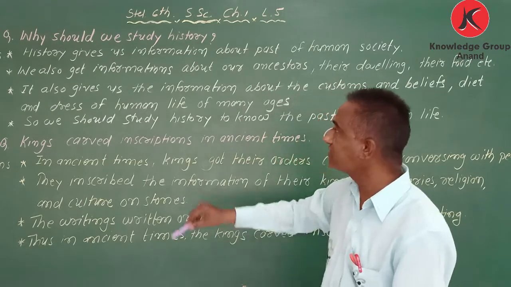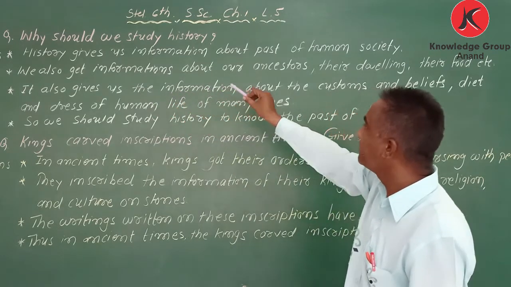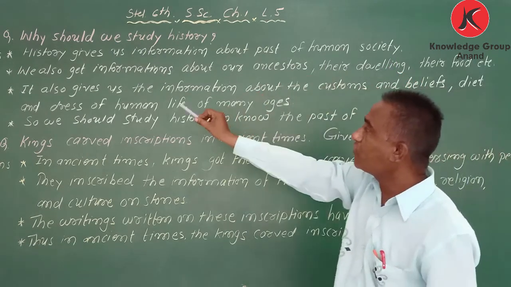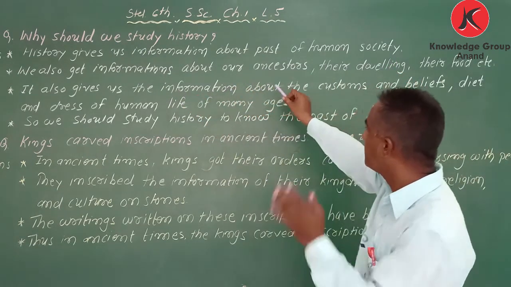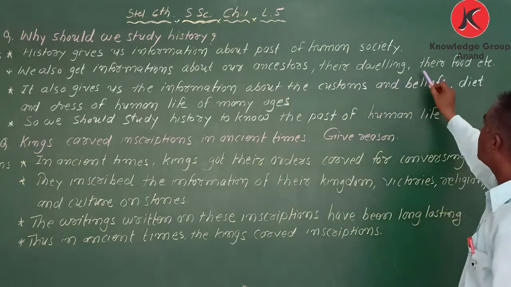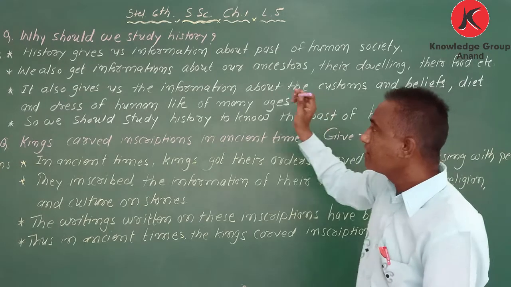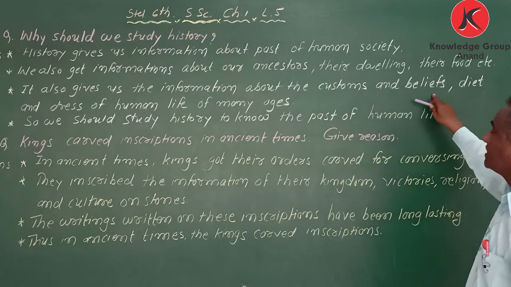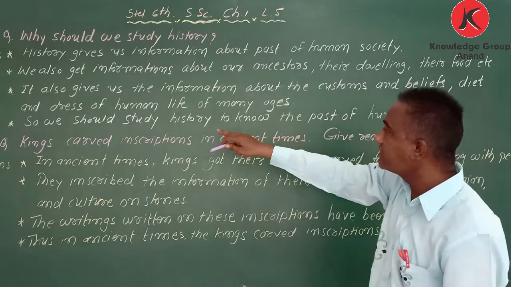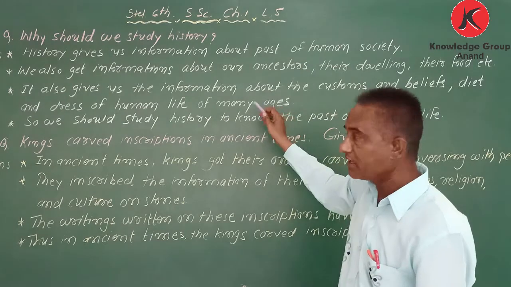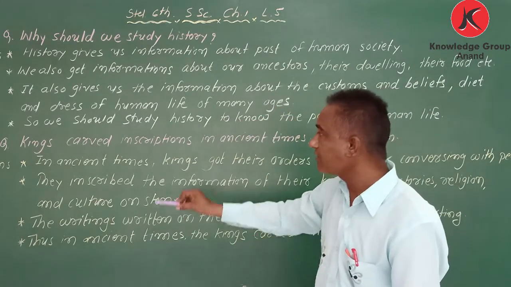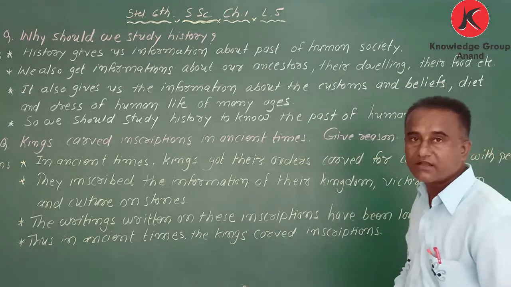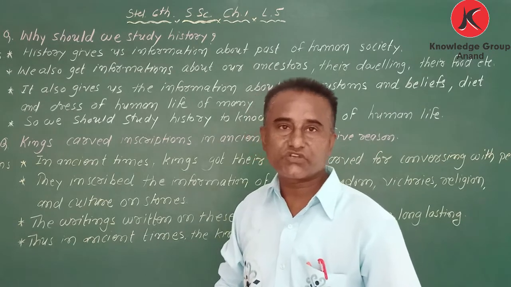Once again I repeat the whole answer. History gives us information about the past of human society. We also get information about our ancestors, their dwelling and their food, etc. It also gives us the information about the customs and beliefs, diet and dress of human life of many ages. So, because of that, we should study history to know the past of human life, and that is why we have to learn history.